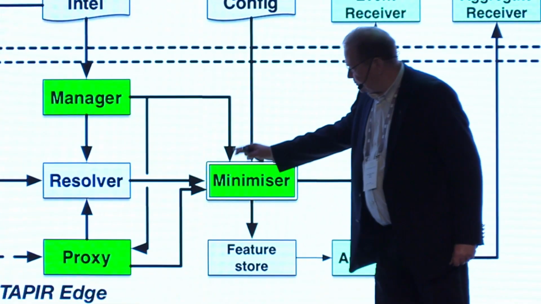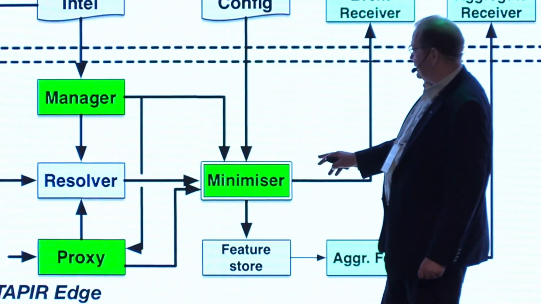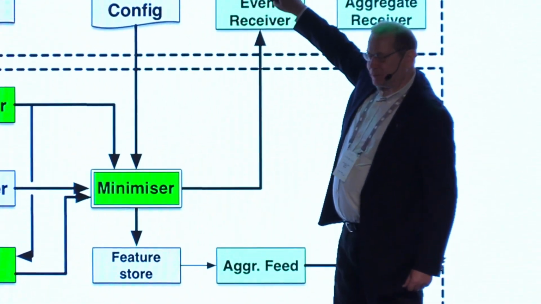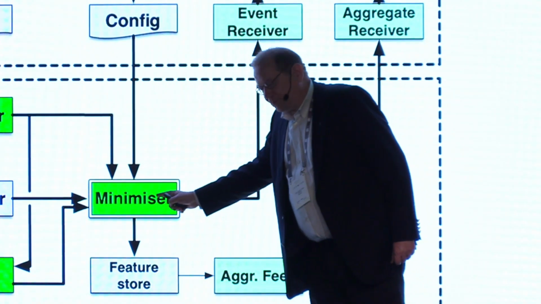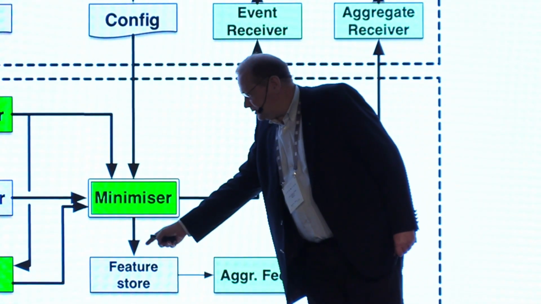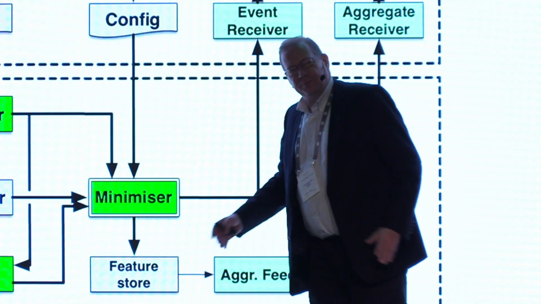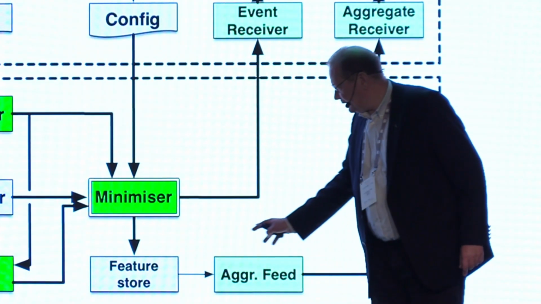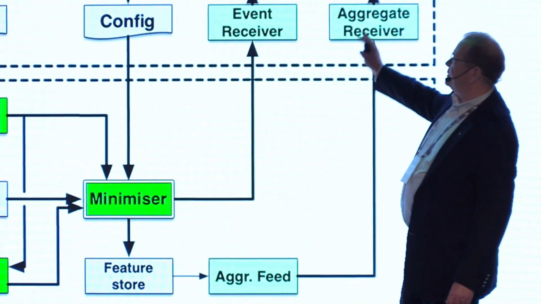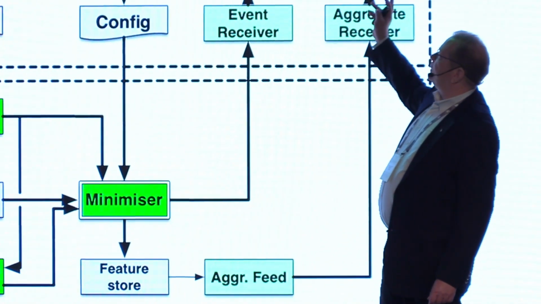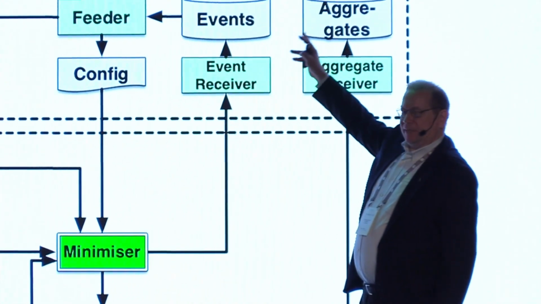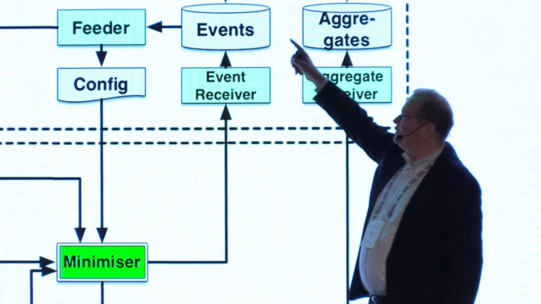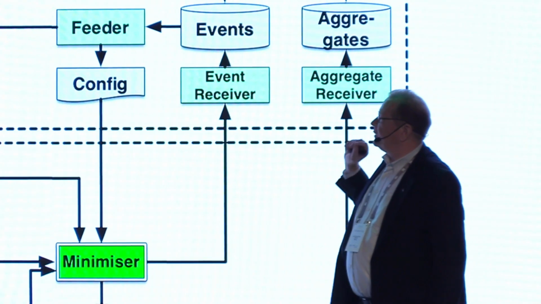And this piece will then send information to an event receiver in the central system, which is the upper part, but also some types of information needs to be aggregated over a period of time before you send it back. So we have to have a feature store and an aggregate feed, and both these feed back into databases in the central system, and an analyzer function that feeds back into the databases.